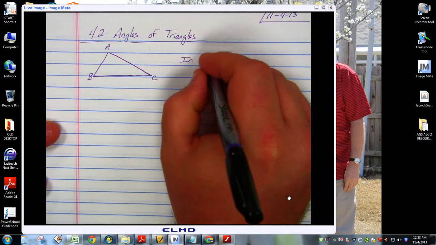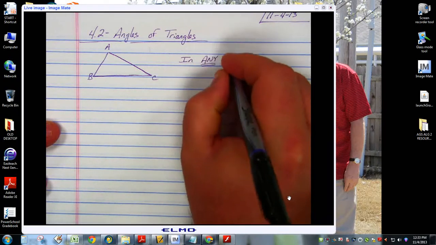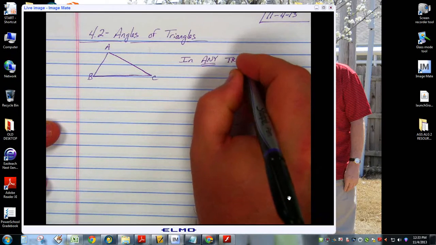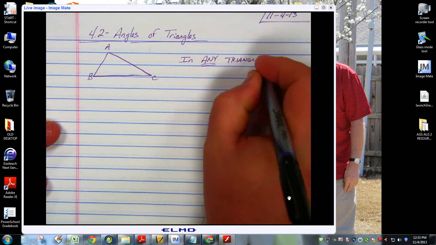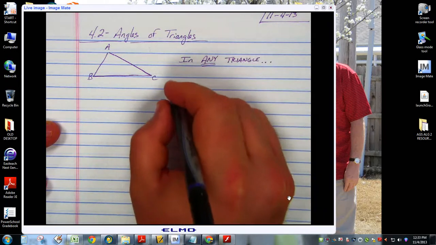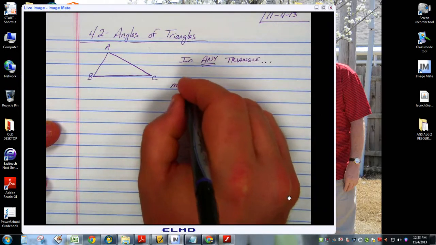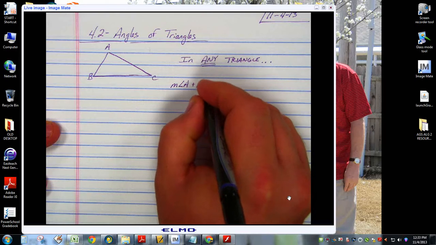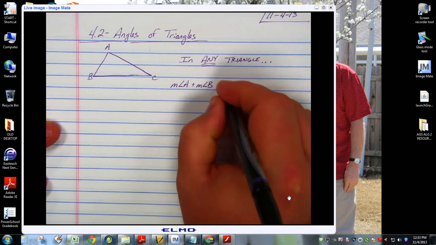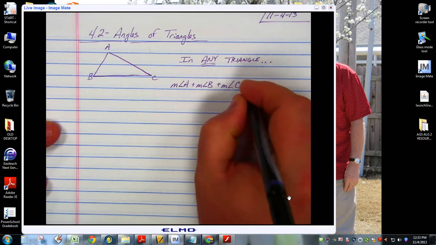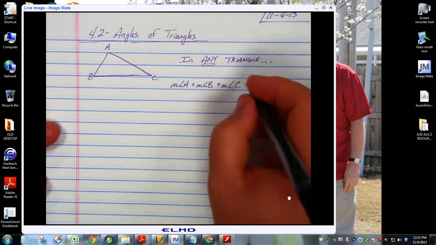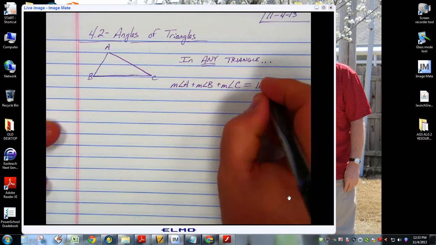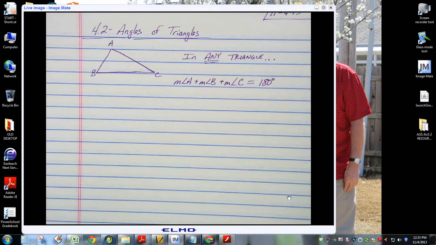In any triangle, the measure of angle A plus the measure of angle B plus the measure of angle C will always equal 180 degrees. Period. End of story. If it's a triangle, the three interior angles will always add to 180 degrees.